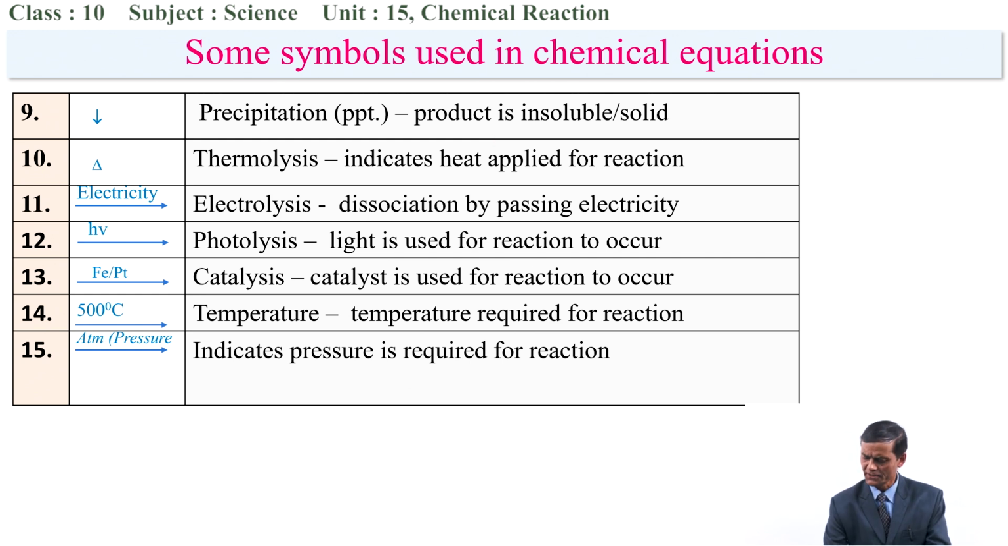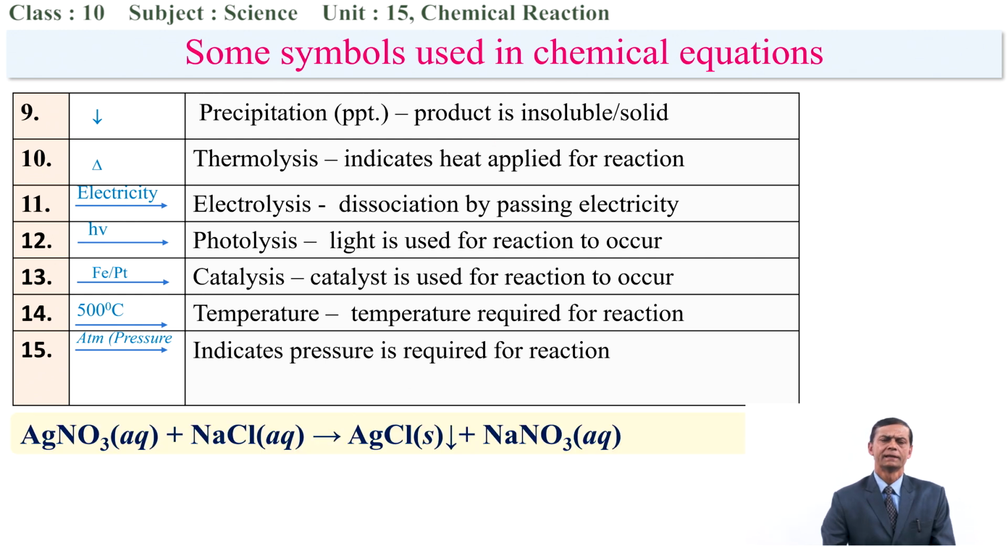Yes, let's see one example. In the reaction between silver nitrate and sodium chloride, look at here, it forms silver chloride and sodium nitrate. But silver chloride is insoluble, it is solid. So it can be represented by S as well as a down arrow too. Look at it. So this type of product or reactant can be represented by this arrow.